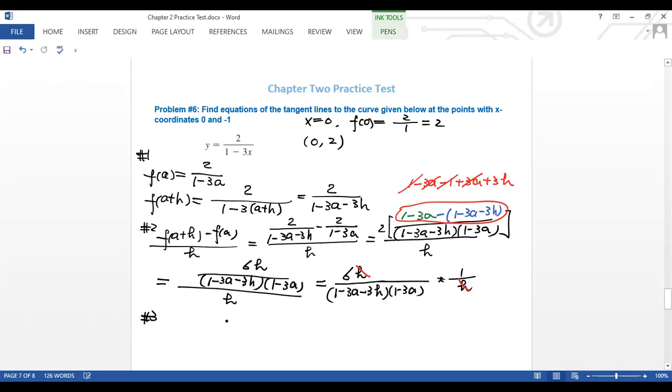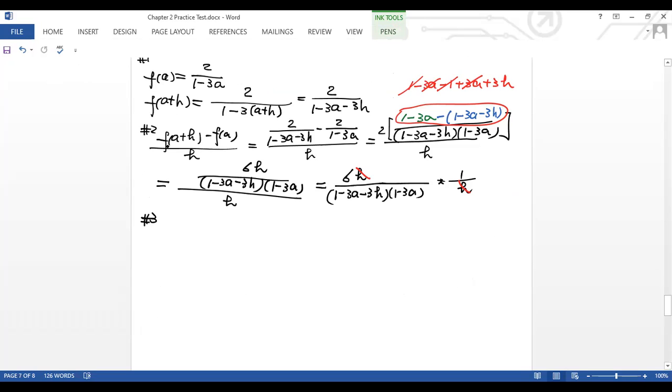Okay, so step number 3. Now what I need to do, I need to find the limits, right? So I will say the limit as h approaches 0 for this number here. So this is 6 over 1 minus 3a minus 3h times 1 minus 3a. Okay, so now in here, as h approaches 0, that means this term will be equal to 0, right? So what is my final here? So this will be 6 over 1 minus 3a, squared. Okay, so this is my what? This is my slope, right?